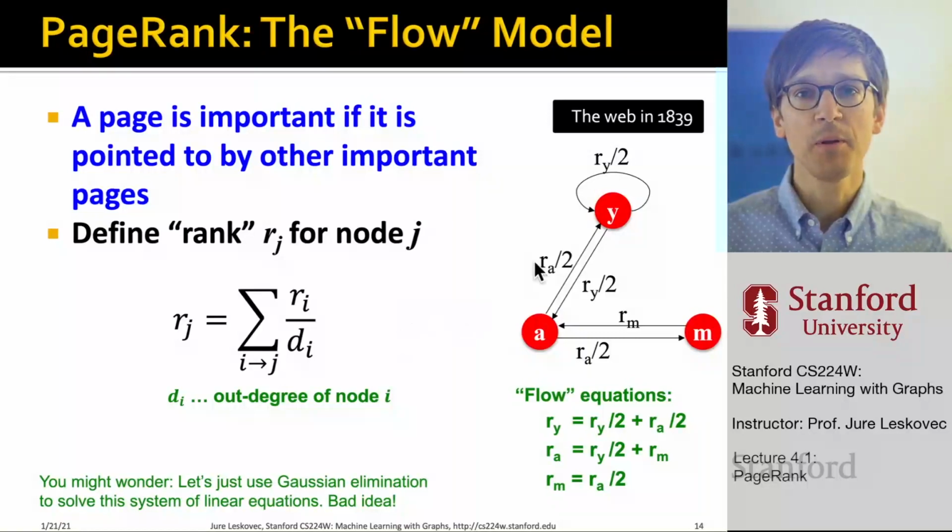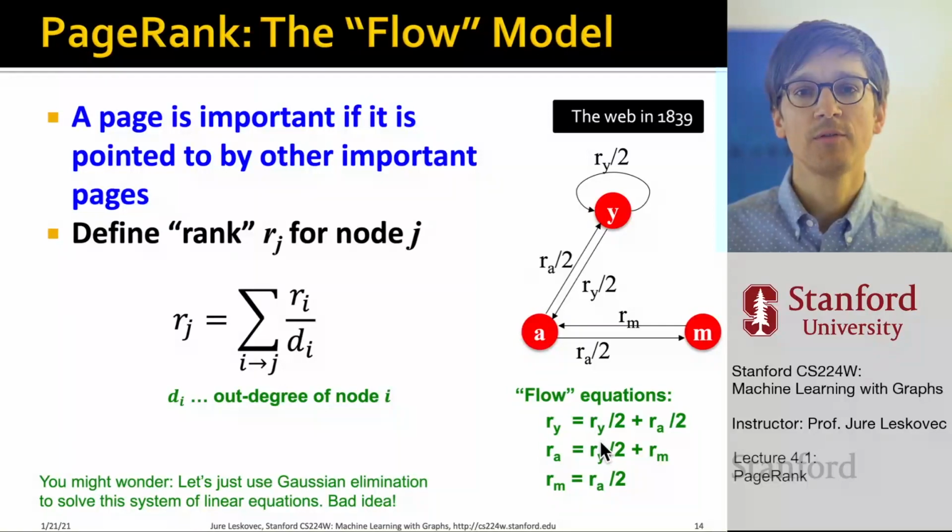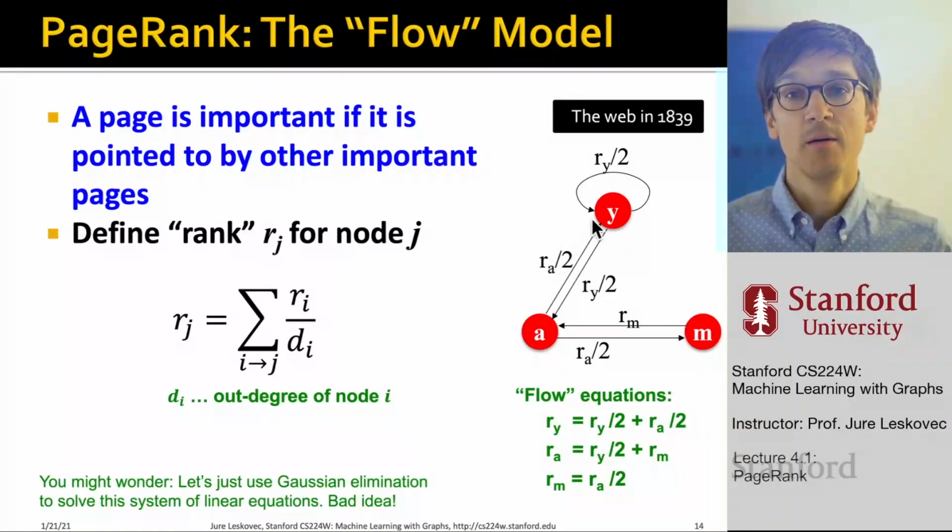To give you an example, if I have this small web graph, back in the old days when the web was very small and there were just 3 web pages, and perhaps this is the hyperlink structure of that web graph, then here is how I can write this out. The importance of y is half of the importance of y because of the self loop, plus 1/2 of the importance of a, because a has 2 outlinks, one to y and one to m.